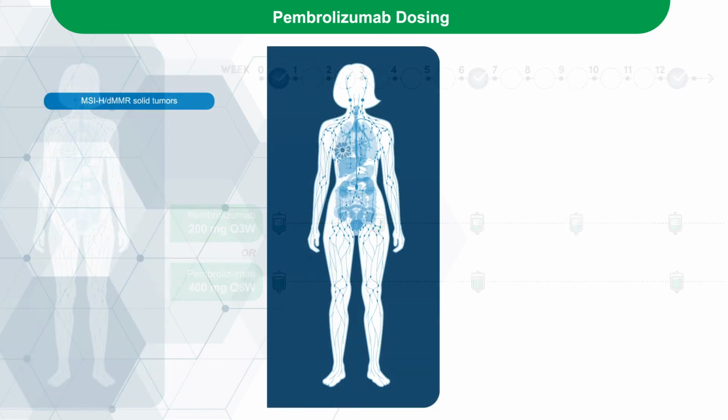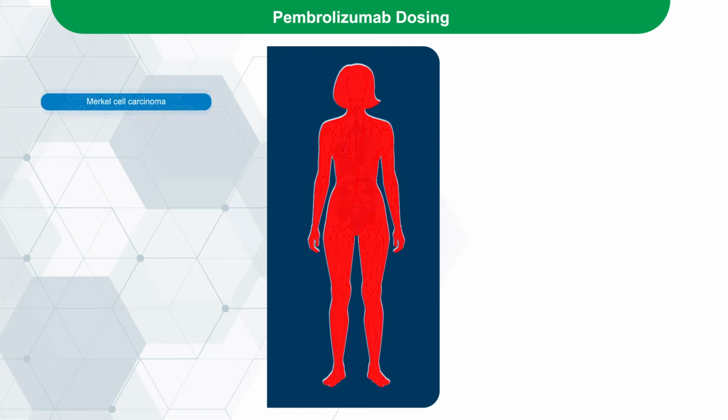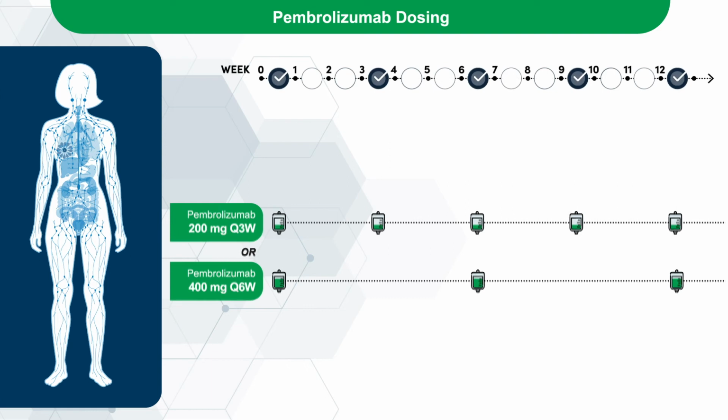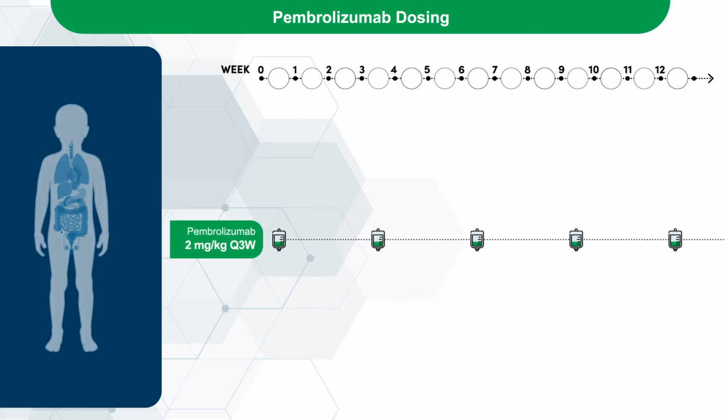For patients with MSI-high or mismatch repair deficient cancers, tumor mutation burden high cancers, classical Hodgkin's lymphoma, primary mediastinal B-cell lymphoma, or Merkel cell carcinoma, pembrolizumab may be dosed in adult patients at 200 milligrams every 3 weeks or 400 milligrams every 6 weeks. Pediatric patients receive pembrolizumab 2 milligrams per kilogram every 3 weeks.